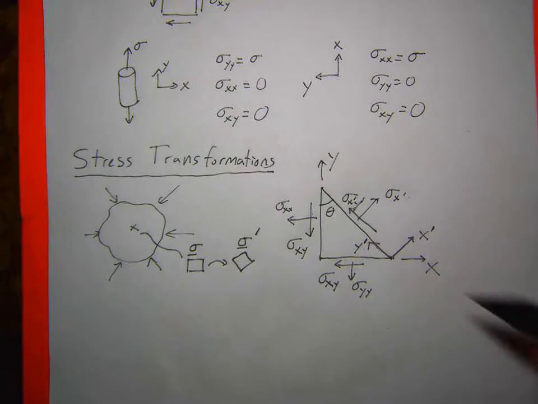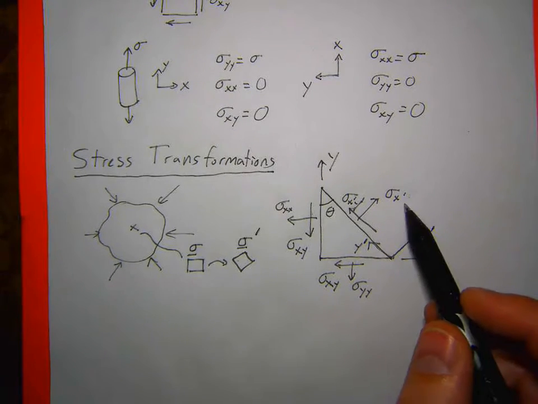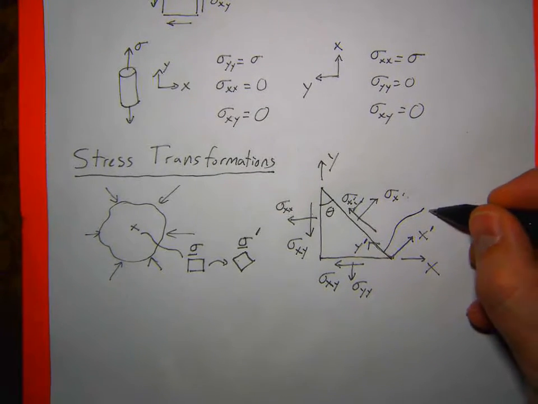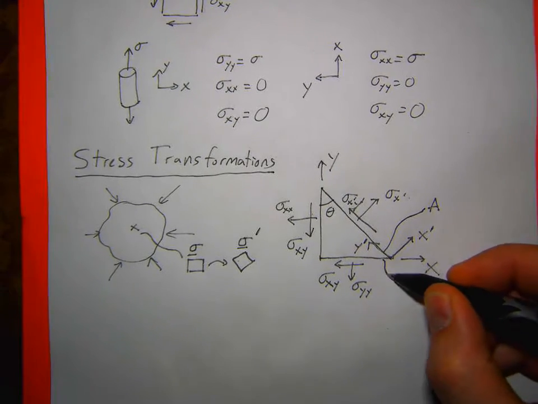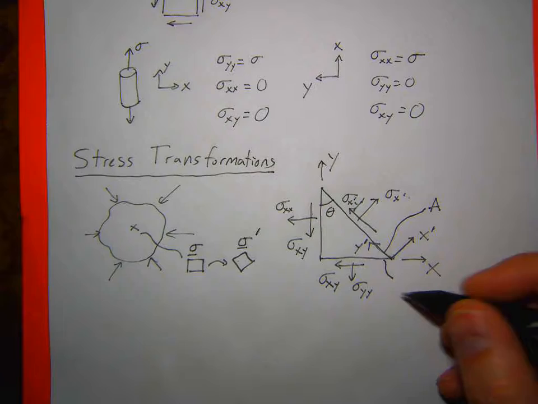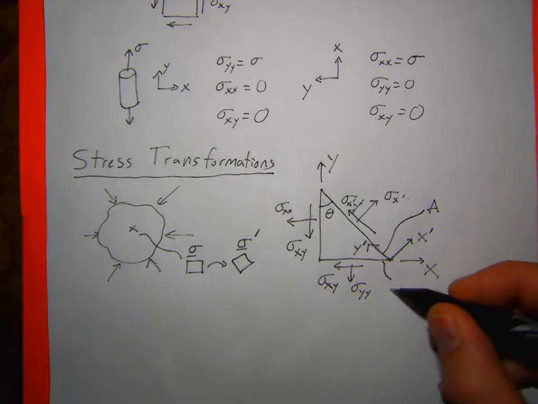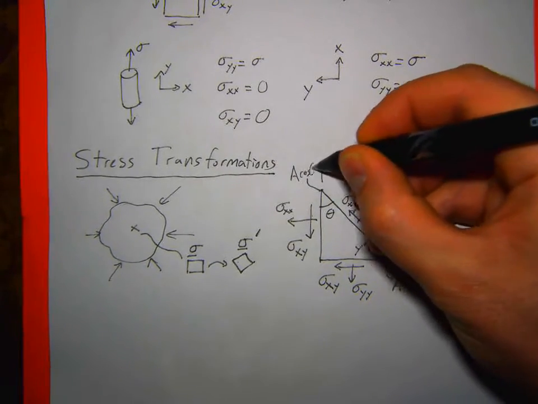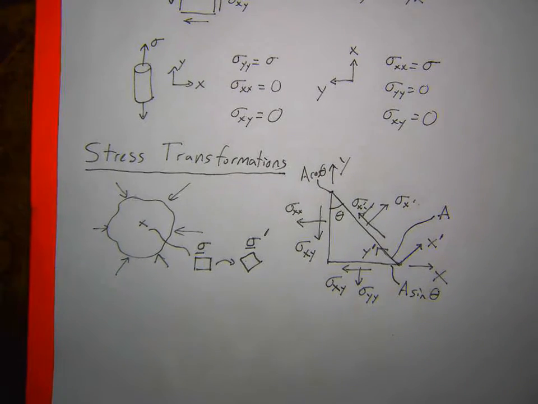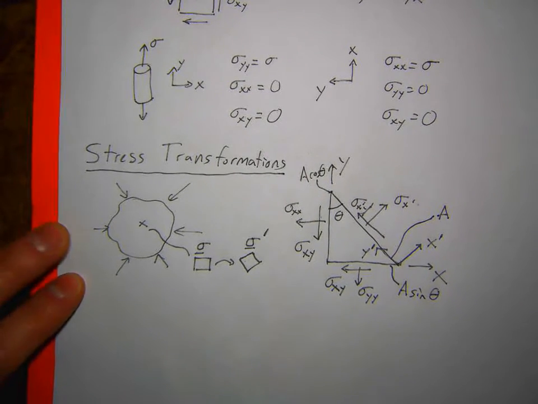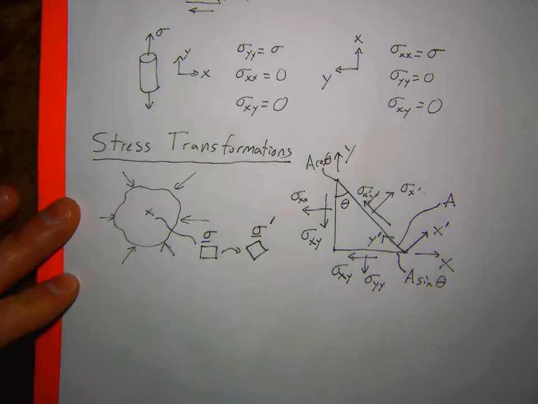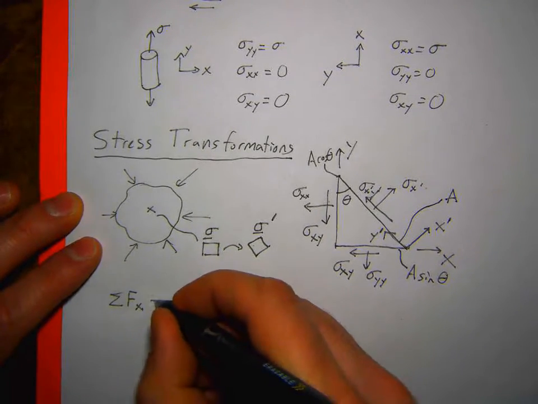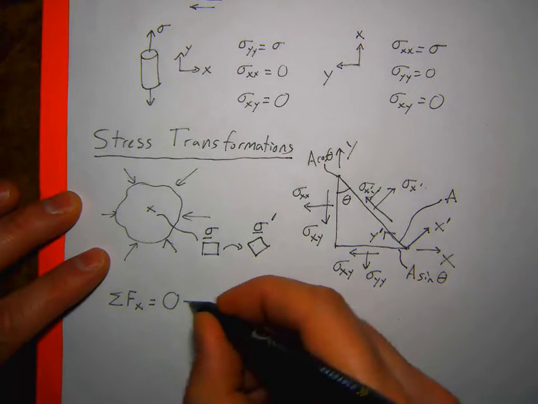Now, if I want to figure out how this stress in the new coordinate system relates to my stress in the old coordinate system, I'm going to take a look. This new cut surface has an area A. The cut surface on the bottom would have an area A sine theta, and this whole surface would have an A cosine theta area. What I want to do is take a sum of forces in the X and Y direction along this stressed triangle. The sum of forces has to be zero because our bodies aren't moving.